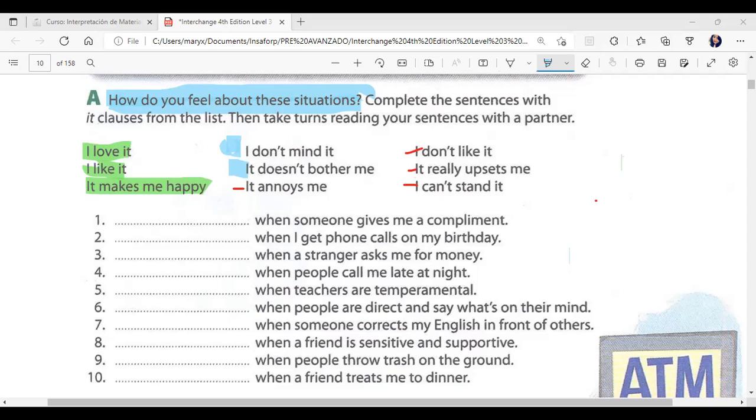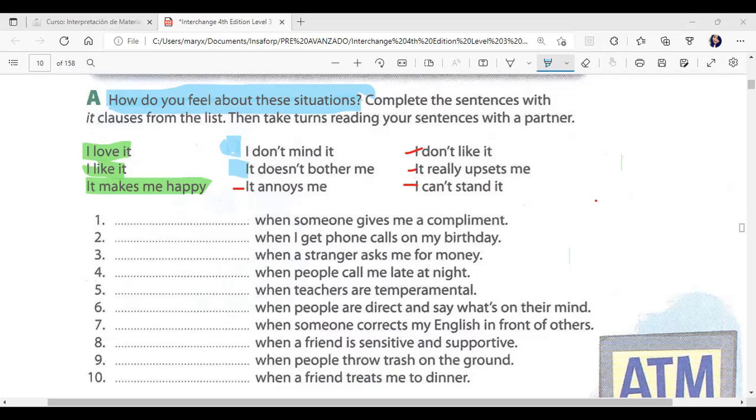Okay, please turn off your microphones if you're not participating. Only the person that is participating should open their microphone. Let's start with Veronica. Please read the complete sentence. I love it when someone gives me a compliment. Very good. Thank you so much.